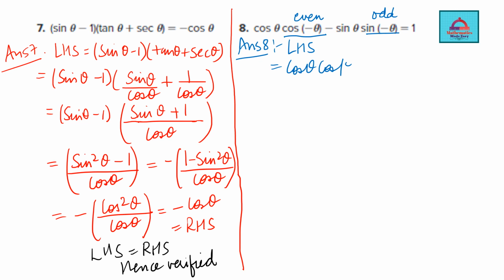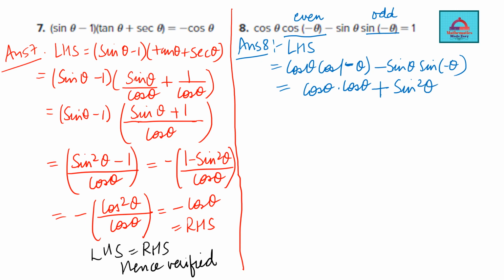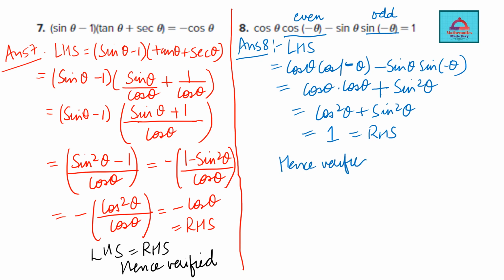Cos of a negative angle, minus theta, will also give you positive, whereas sine of a negative angle would give you negative value. So you can write this as cos theta times cos theta being positive, and sine will be negative, so plus of sine square theta. So this is cos square theta plus sine square theta, Pythagorean identity 1, which is the right side. So here also, hence verified that this is an identity since both sides are equal.